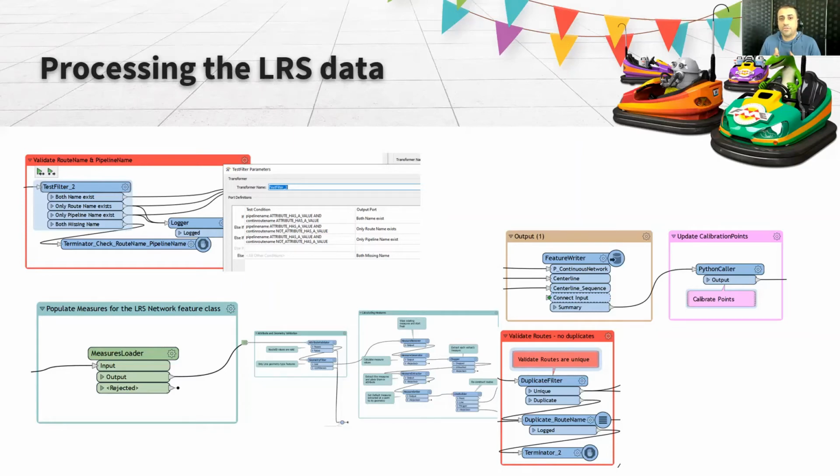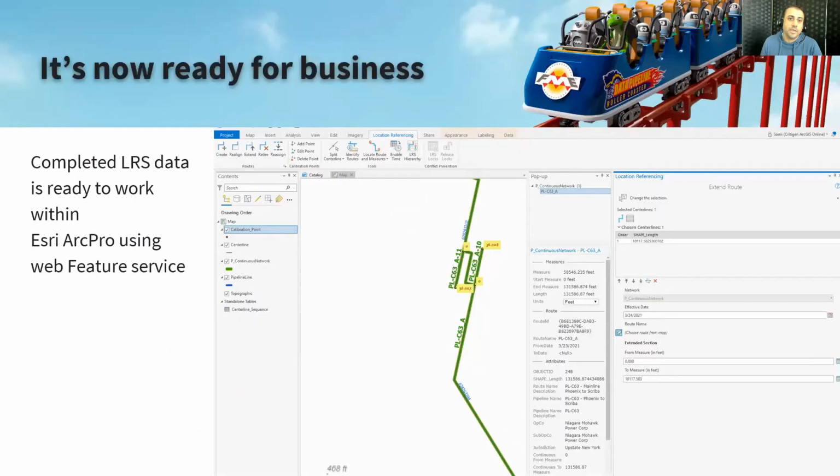Feature reader and feature writer transformers can be great to store and retrieve intermediate data while the workspace is running, and ensure the data stream is connected to the next process. And voila, FME produces production-ready data for the business to use and further do advanced editing of the network using the Esri ArcGIS Pro tools in the location referencing ribbon.